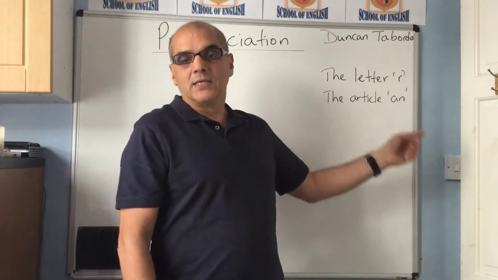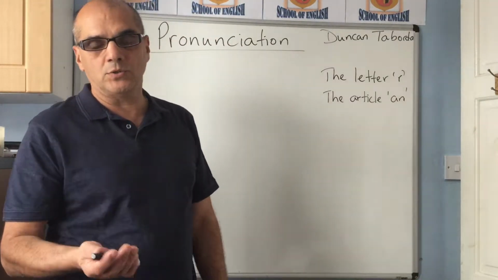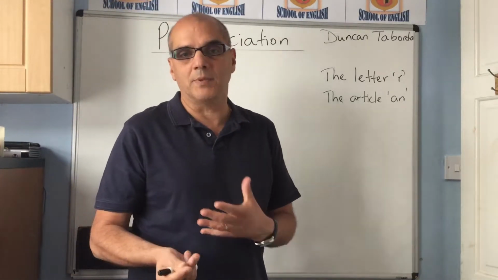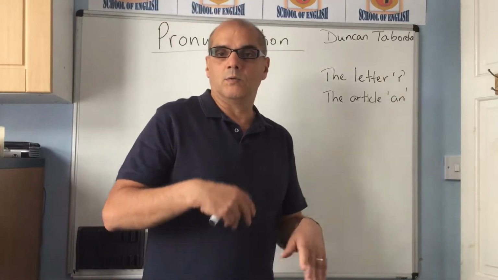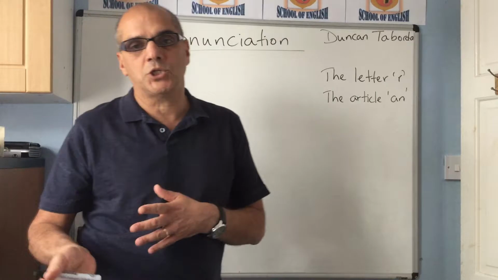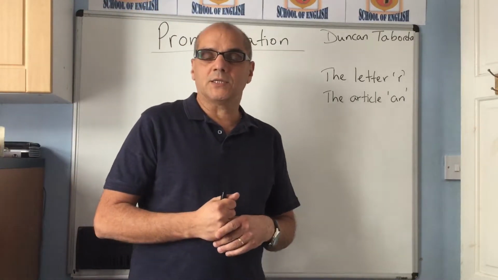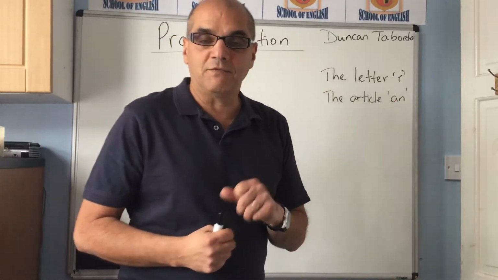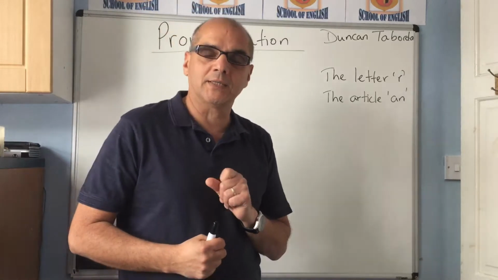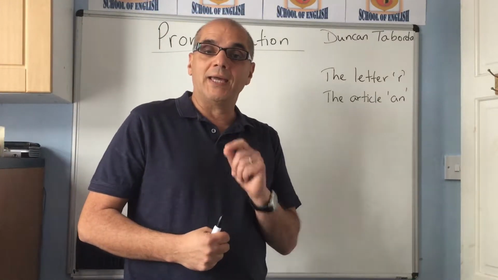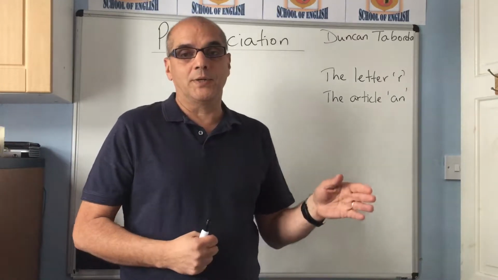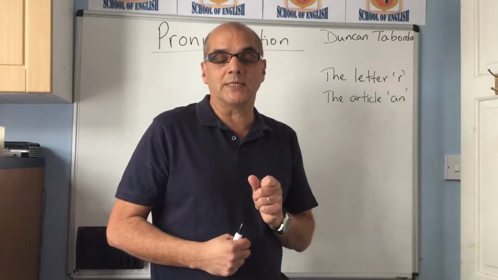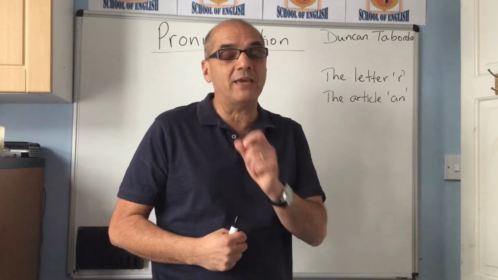The article an. So in English, an article can be used in front of a noun, and it can replace a number. So instead of saying one chair, you can say a chair. But for the article a, we can also use an. In fact, we have to use an in certain contexts, and that is when your noun begins with a vowel sound. And this is really important to understand. It's a vowel sound, not a vowel.